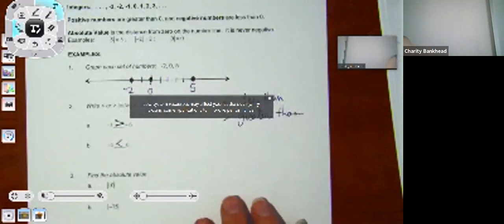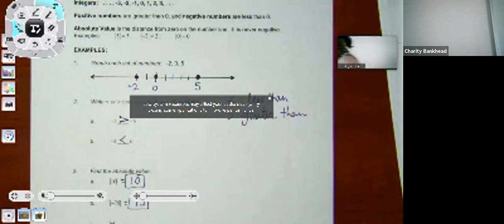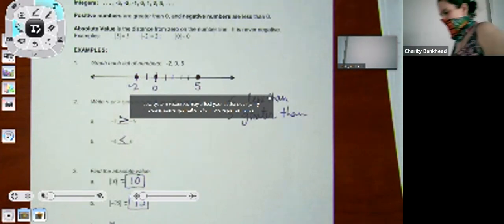All right, so number 3, 3a, absolute value of 10 is 10. Absolute value of negative 75 is 75. All right, and the absolute value of 0 is 0. Okay.